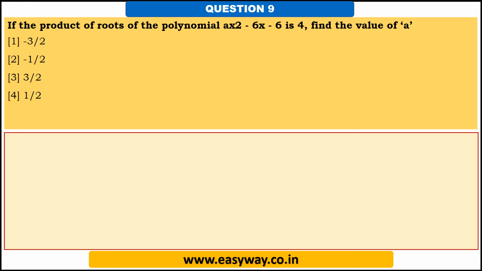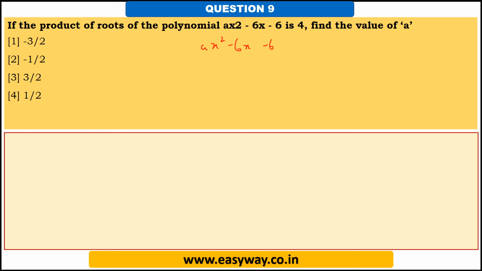Here the equation is ax square minus 6x minus 6. To find out the power or the form of the equation, we have to check the highest power of x. Here the highest power of x is 2, that means we are going to have 2 roots. If the highest power of x is 1, we will have only one value of x. And if we have x with power 3, we are going to have 3 values of x. So in this equation, it is a polynomial of power 2, that means we are going to have 2 values of x.